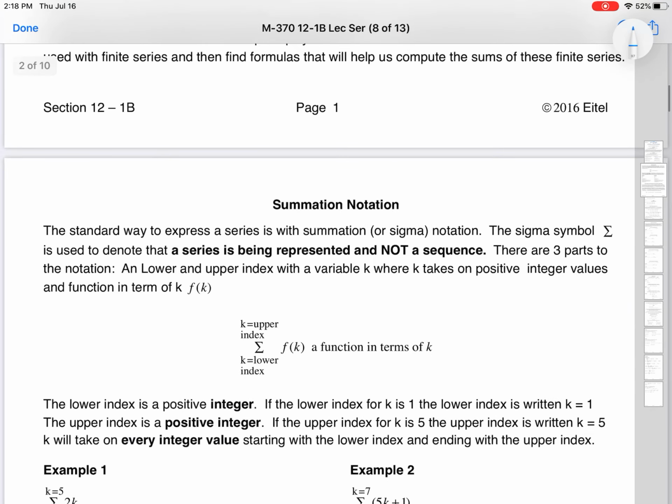So we have this summation notation. Hopefully you've seen it before. This Greek letter sigma means to add. And so it's not a sequence anymore. It's what we call a series, or an addition of a sequence. There are 3 parts to the notation. There is the symbol itself that says to add, and then they're telling you where to go to and from, a lower index and an upper index.